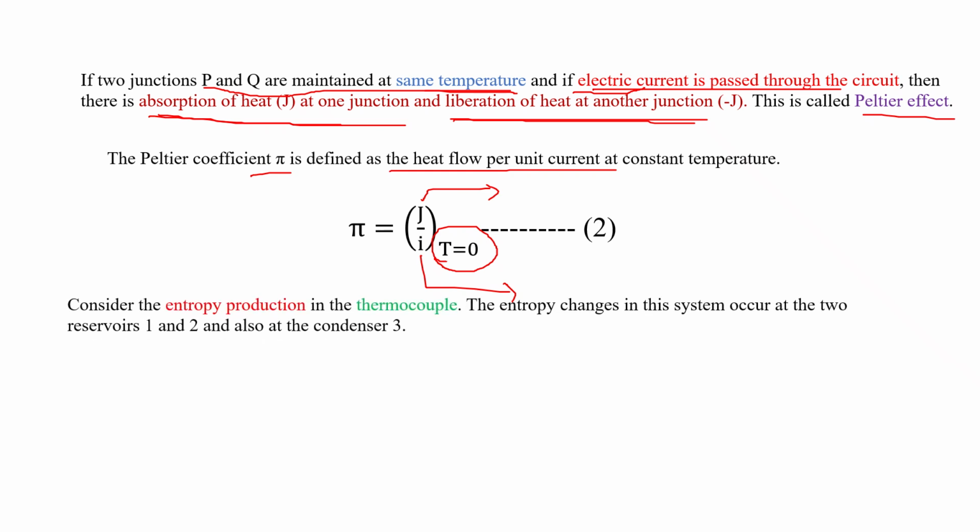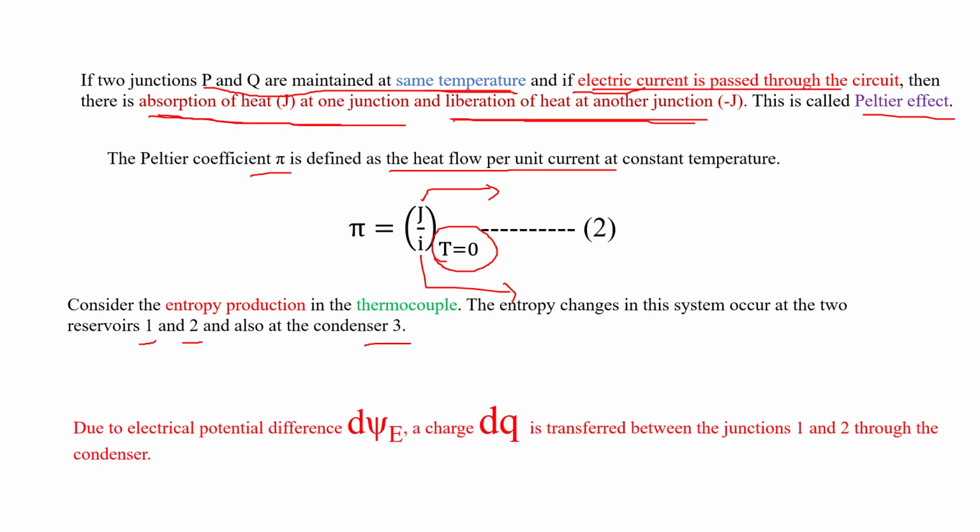Consider the entropy production. So the entropy is equal to the change in heat with respect to temperature. S is equal to dQ by T. So here you can find the entropy change in the two reservoirs 1 and 2, in the junctions P and Q, and the condenser 3.